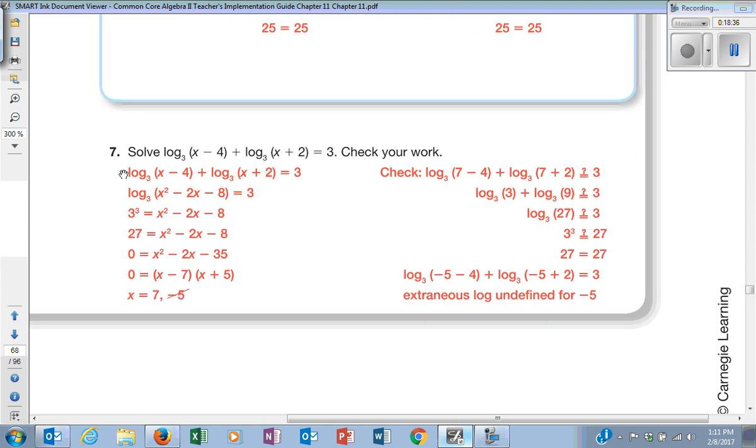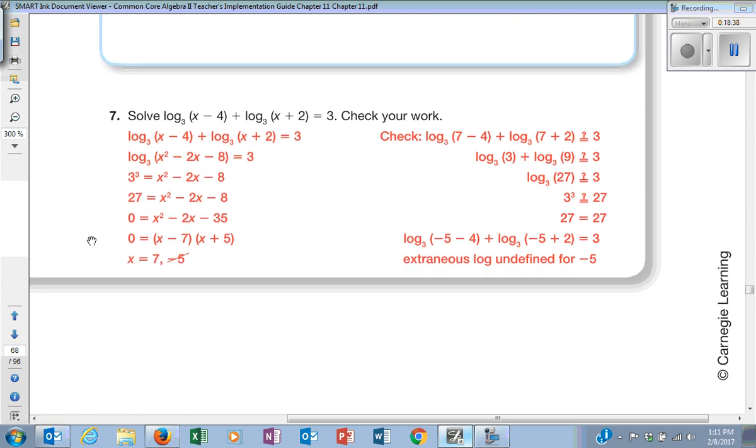All right, this is getting to some real work here. When I have this guy, don't get afraid just because it's longer. 3 is a base, 3 is a base, and there's a plus sign in between them, so I can combine these. But when I combine them, that means I have to multiply. So when I multiply these two together, that becomes x minus 4 times x plus 2. I have to FOIL, and when I FOIL it, I get this answer. So that's where that came from.